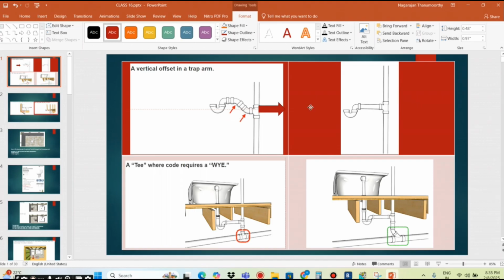This is not acceptable. We have to provide the right side connection. If you have the P trap, then it has to be straight away. We should not provide any vertical offset in the trap arm. So this is not acceptable; we have to follow the right side one. This is very important because sometimes we make this mistake. A vertical offset like this is not acceptable, and the other one also is not acceptable.